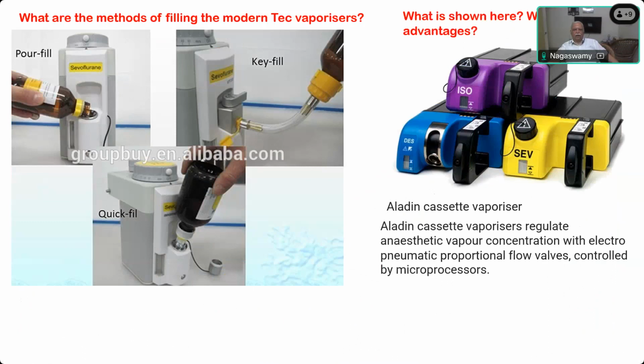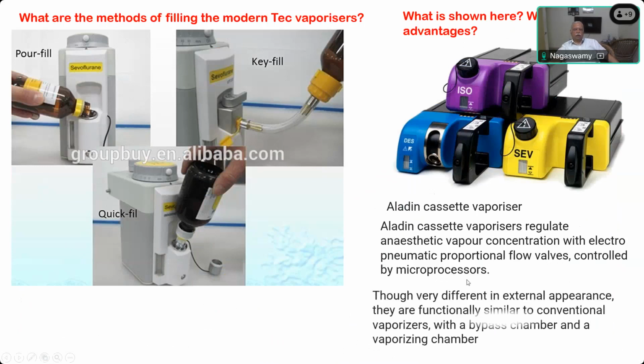Coded. Very good. Aladdin cassette vaporizers regulate anesthetic vapor with electro-pneumatic proportional flow valves. So there is an electronic component, there is a pneumatic component. So you can combine both and say it's an electro-pneumatic proportional flow valve controlled by microprocessors. So it is computerized. Though very different in external appearance, they are functionally similar to conventional vaporizers with a bypass chamber and a vaporizing chamber.